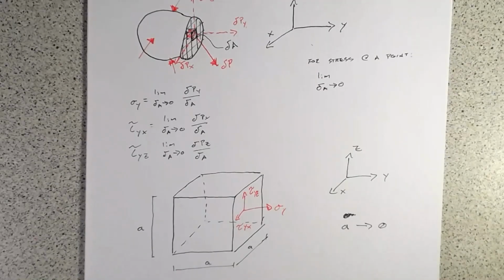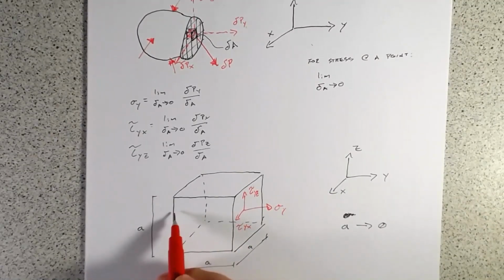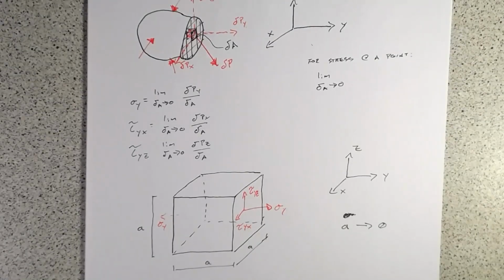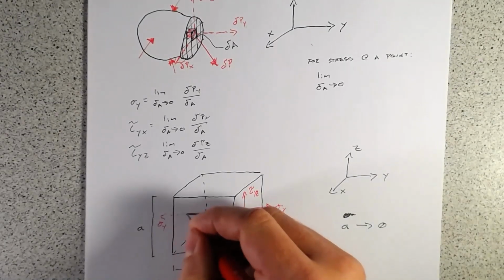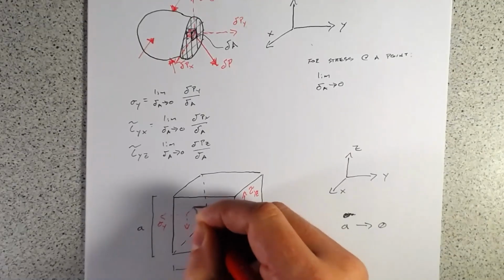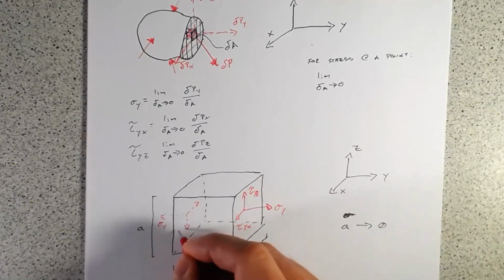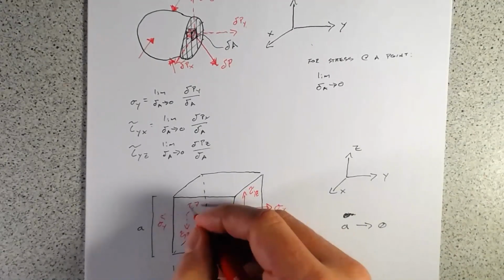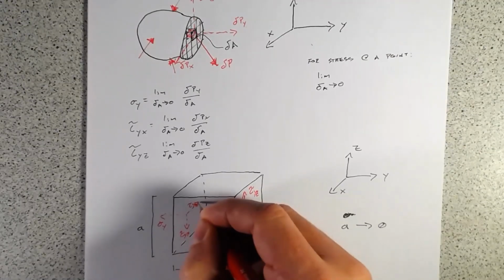For this block to be in equilibrium, we need an equal and opposite force on both sides. So on the opposing face, we also have sigma y, so normal stress at y. We also have a tau yz, and we have a tau yx.